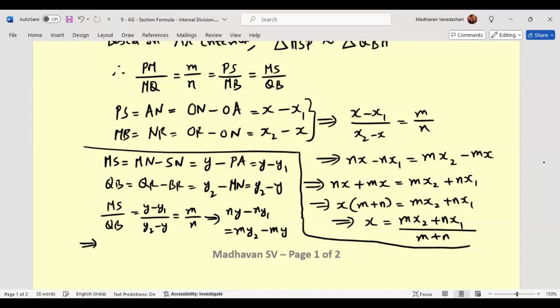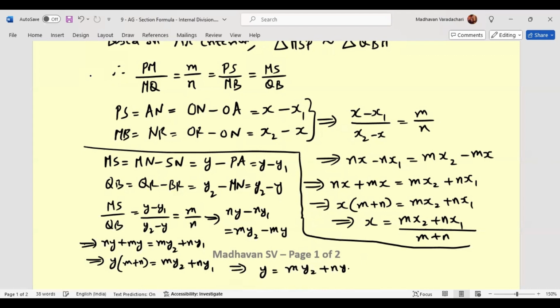So that means bringing that minus my from right to left, it will become plus my. Then taking this negative ny1 from left to right, it becomes positive ny1, which means our y, let me write this fully, y times (m plus n) is equal to my2 plus ny1. That means our y will be (my2 plus ny1) divided by (m plus n).